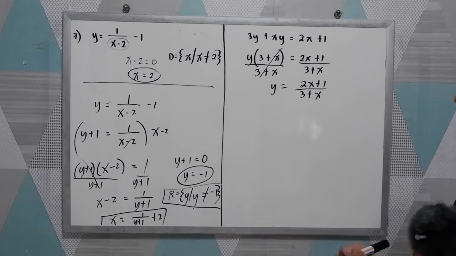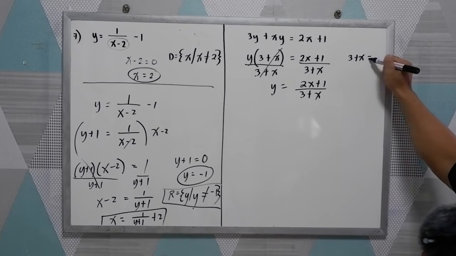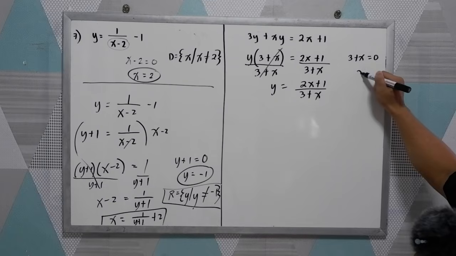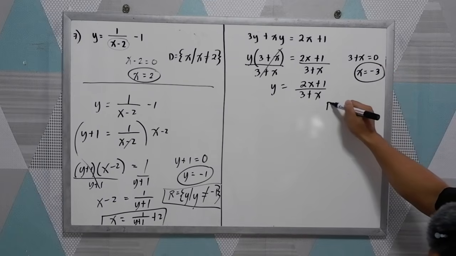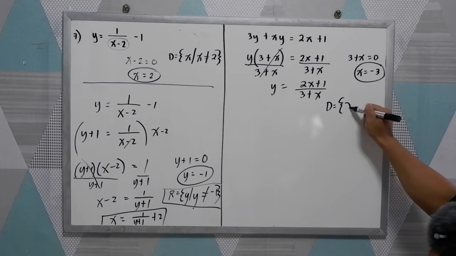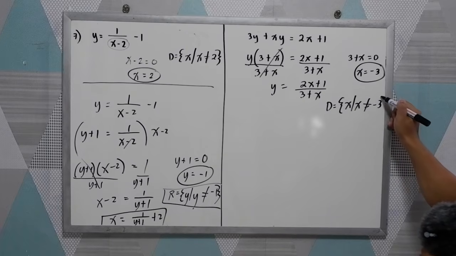We can now get our domain. So our denominator is 3 plus x, equated to 0. Now we have x is equal to negative 3. For the domain, x such that x must not be equal to negative 3.